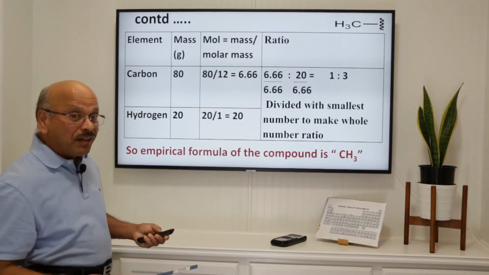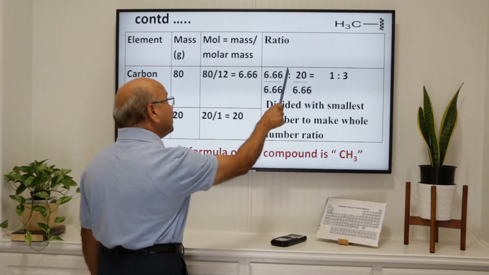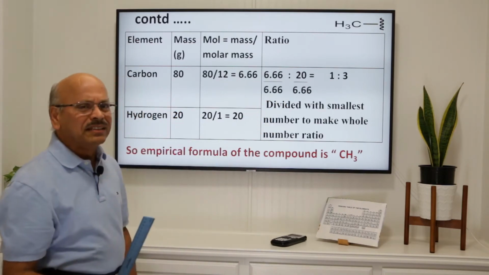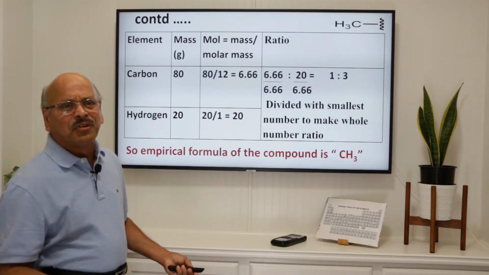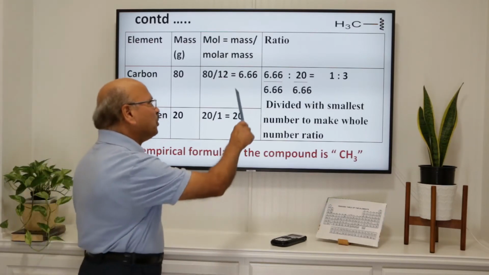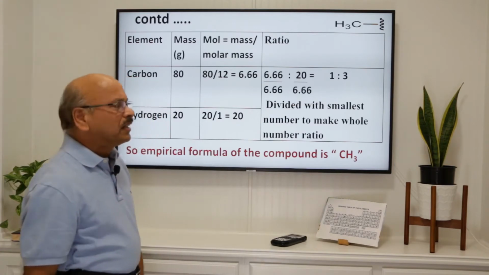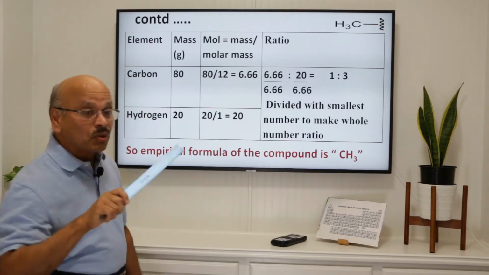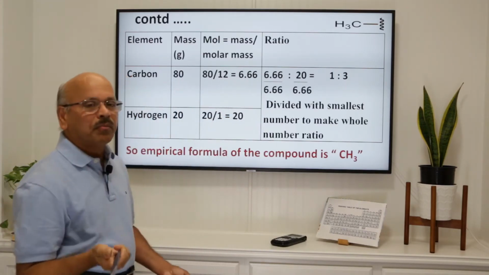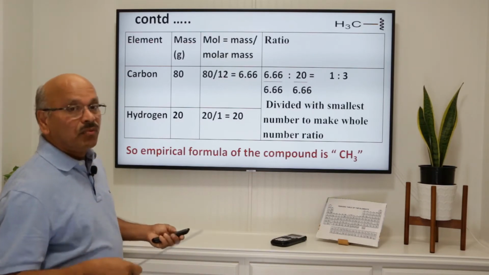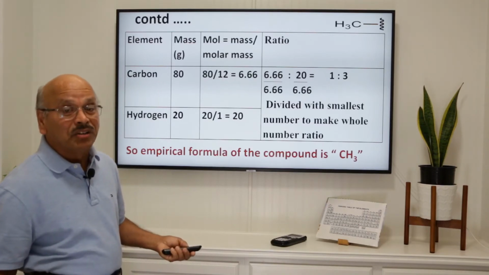So since the moles are given, what is the empirical formula? Take the ratio. What is the ratio? 6.66 is to 20. But that doesn't make sense. We must have whole numbers, integers, as the number of atoms. So what is the idea? To make them whole numbers, you divide the factors in the ratio by the lowest number. Select the least number and divide both factors in the ratio by the same number. If you divide or multiply a ratio by the same number, the value of the ratio doesn't change.